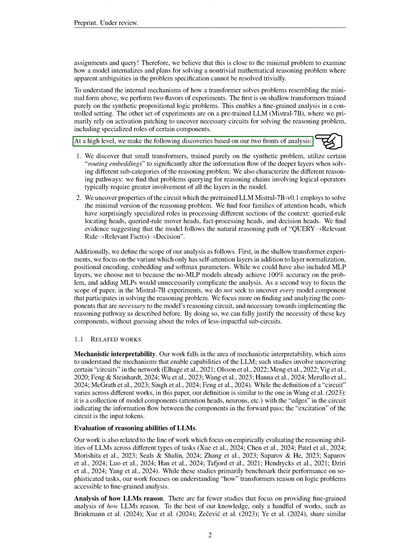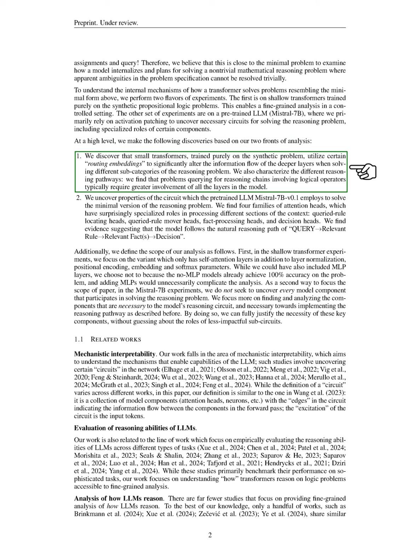From our analyses, we find that small transformers trained on synthetic problems use specific routing embeddings to change how information flows in the deeper layers when addressing different types of reasoning problems. We also identify various reasoning pathways, noting that problems requiring logical operators typically engage more layers of the model.